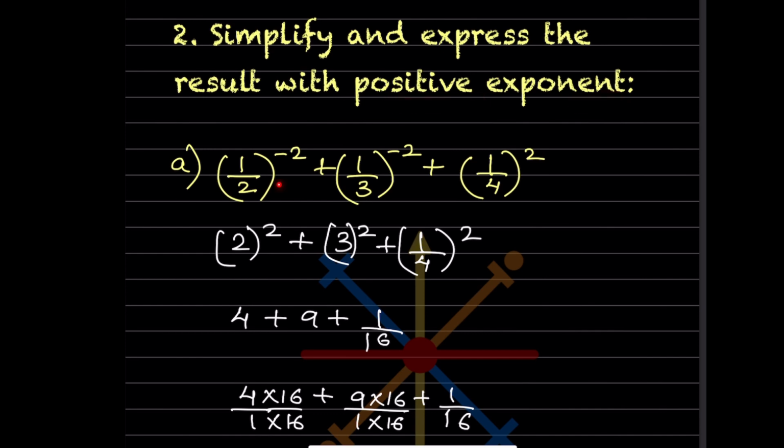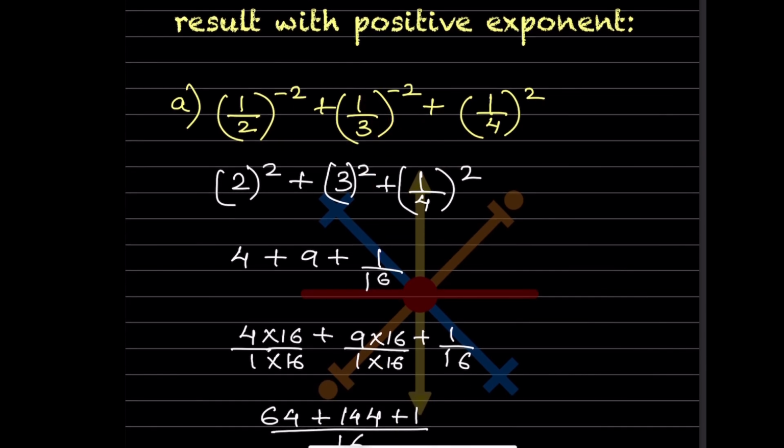Now simplify means you can see everywhere there is a negative exponent, here it is negative, here it is negative, this is positive so we'll keep it as it is. Now what we can do is flip over. So 2 will be in the numerator, 2 by 1, so that will be 2 raised to 2. Again this will be 3 raised to 2 and this will be as it is because it's already positive. So 2 square is 4, 3 square is 9, and 1 by 4 square will be 1 by 16.